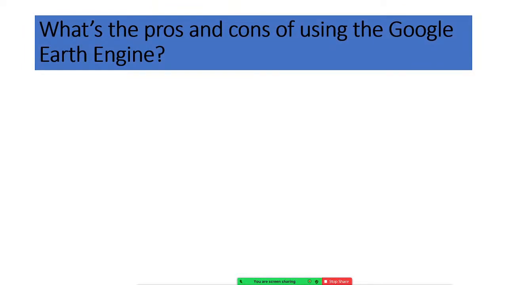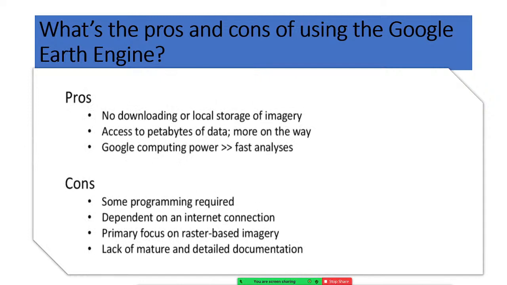Then what are the advantages and disadvantages of the Google Earth Engine platform? It has some advantages as well as some disadvantages. First of all, the advantage is that you don't need to download any satellite imagery. It's a very big advantage, because we need to download satellite imagery when we use traditional software such as ArcMap or QGIS. But when you use the Google Earth Engine platform, you don't need to download any satellite imagery. Then you can access petabytes of data, and its computing analysis is very fast.